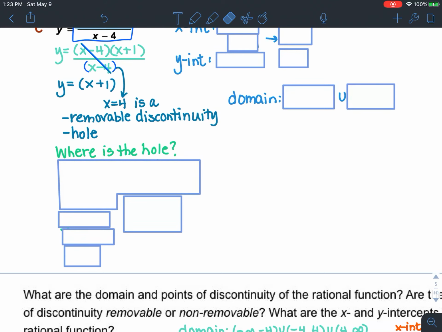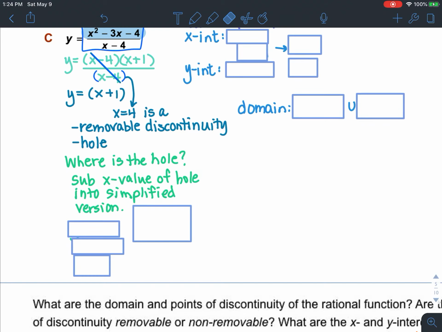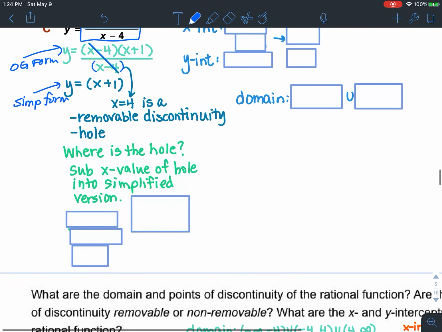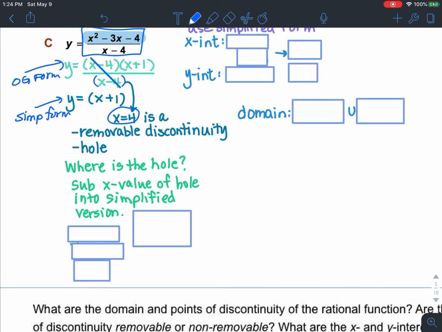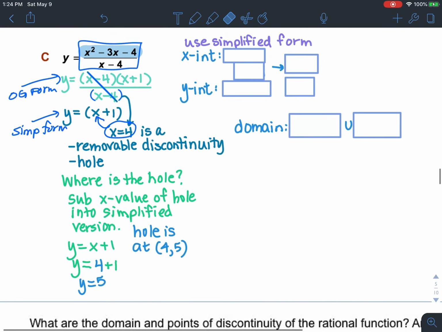Well, we could find the exact location of the hole by subbing 4 into the simplified version. So this is what I would call the simplified form. This is the original form. So if you take the place of the hole, but you substitute it into the simplified form, you'll get the x and y coordinate of the hole. So that's 4, 5. So that's physically where the hole is. So there's your simplified version. There's you plugging in the x value for the hole, so we get the y value for the hole.